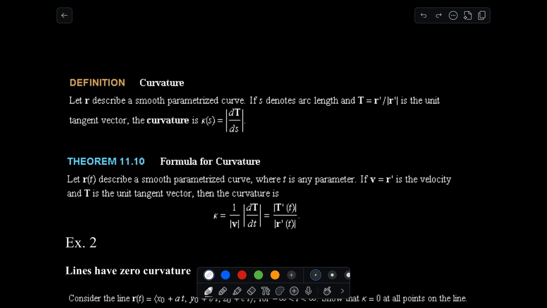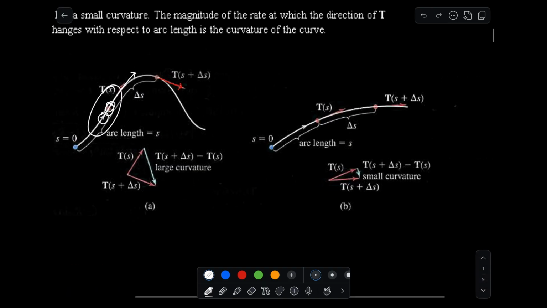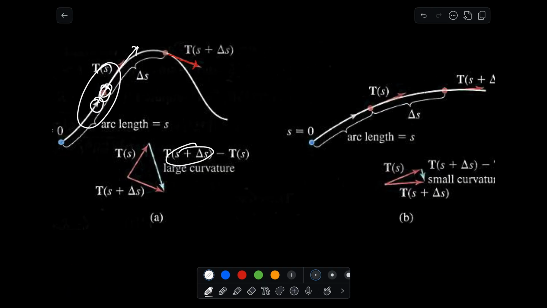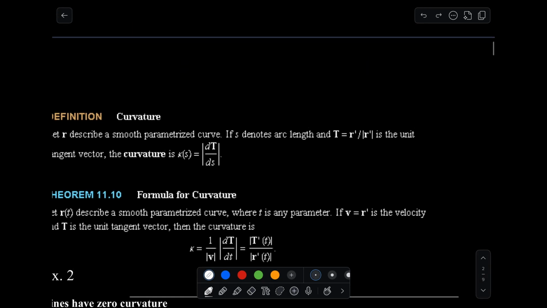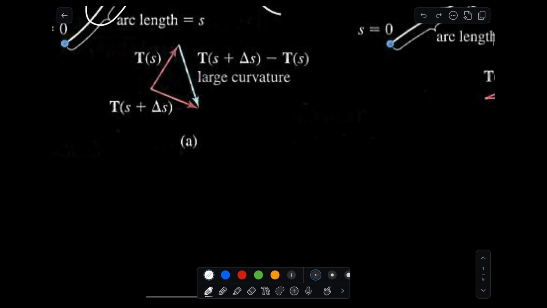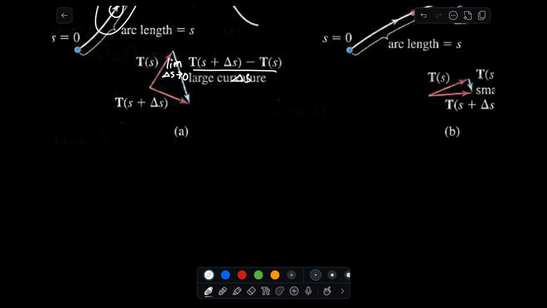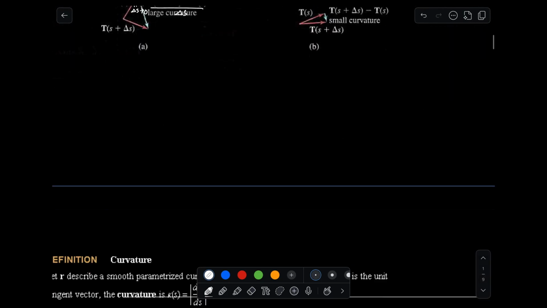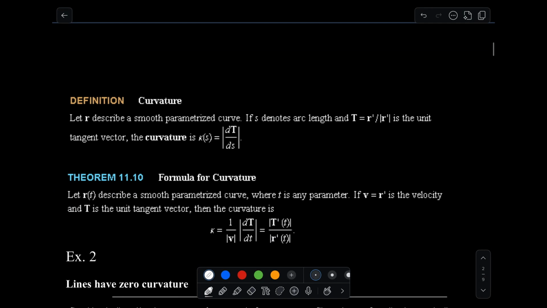And this makes sense if we go back to our earlier example. The small change in s for T, it's like dT/ds, and it's kind of like if you were to do the limit as delta s approaches 0, that's another type of derivative, right? And that's a pretty cool application of this.